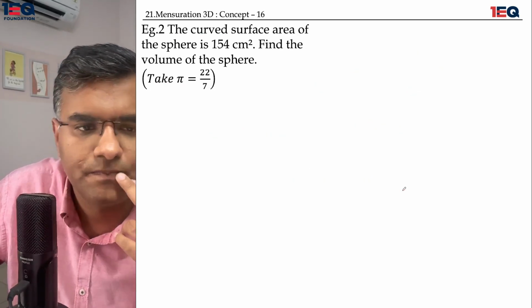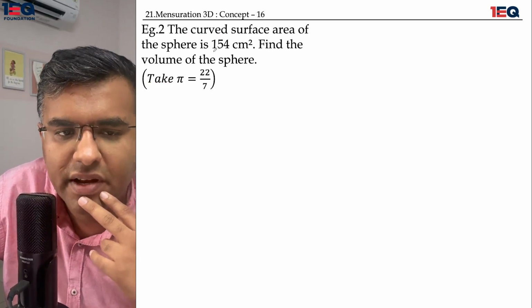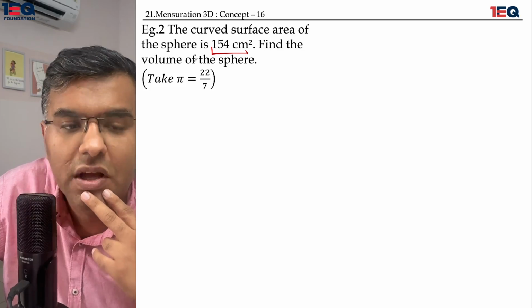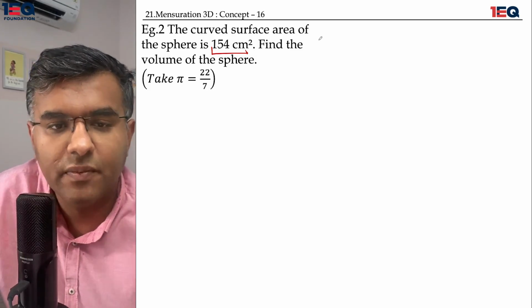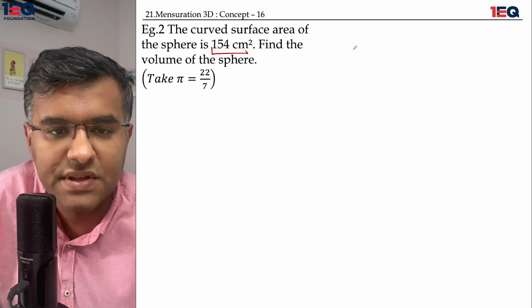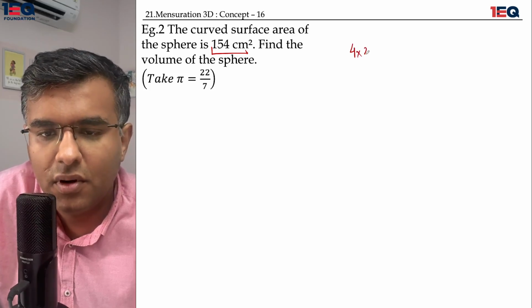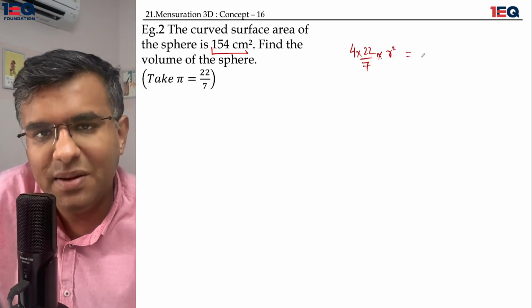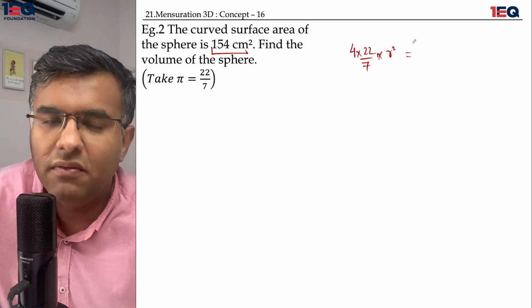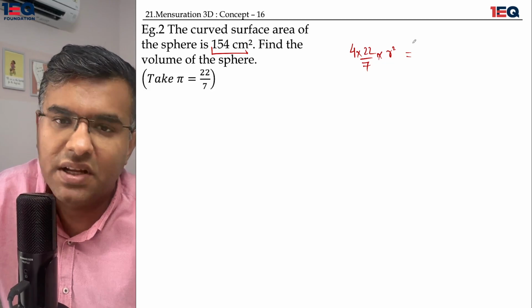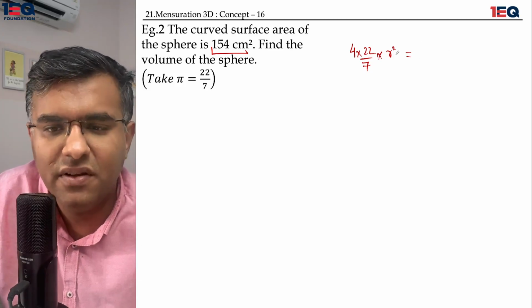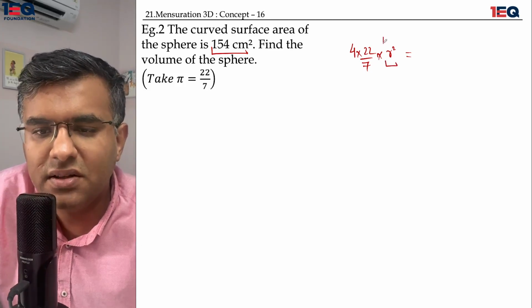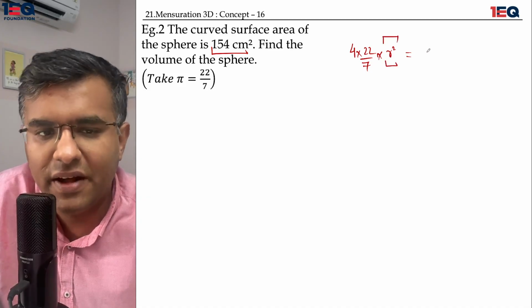Let's go ahead. The curved surface area of a sphere is 154 centimeter square. Find the volume of the sphere. We're talking about curved surface area. Curved surface area of a sphere means 4 into 22 over 7 into r square. Once we have the radius, once we have any base quantity, we can reach any heights. We can go towards volume, we can go towards curved surface area, we can go towards total surface area. So all the possibilities open up once we have the main linchpin, and this is the main focus of ours, that we need to get the value of r.